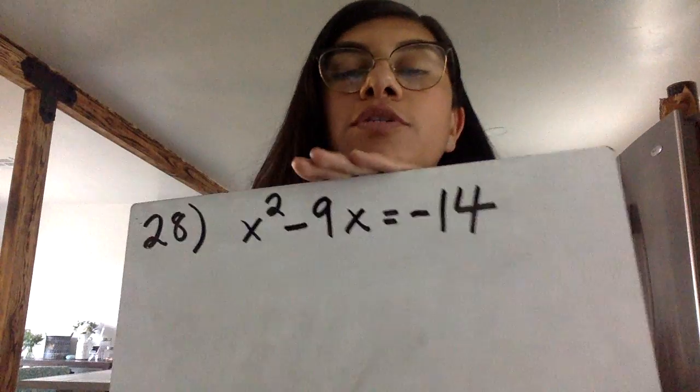All right, so in my previous video, the video got cut off, and so I have to do question number 28 here. So this is the continuation of factoring polynomials when the leading coefficient is 1, and this is question number 28.